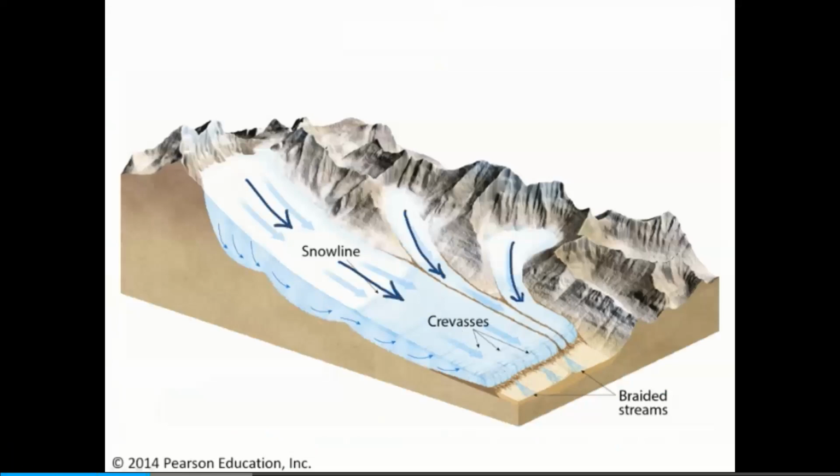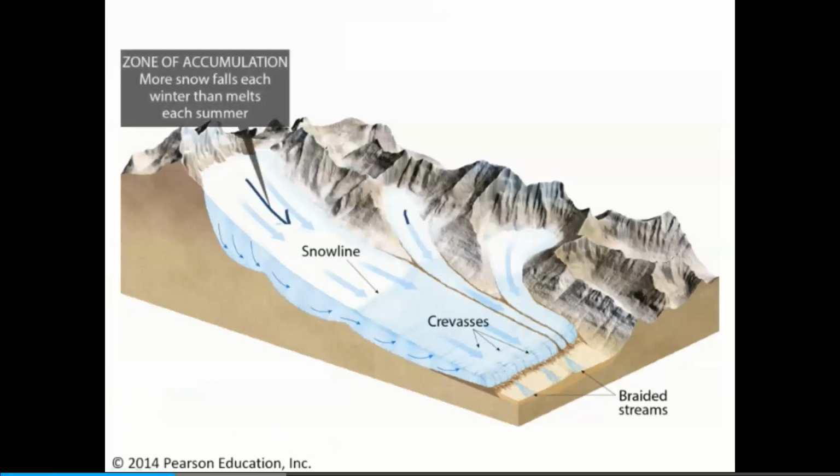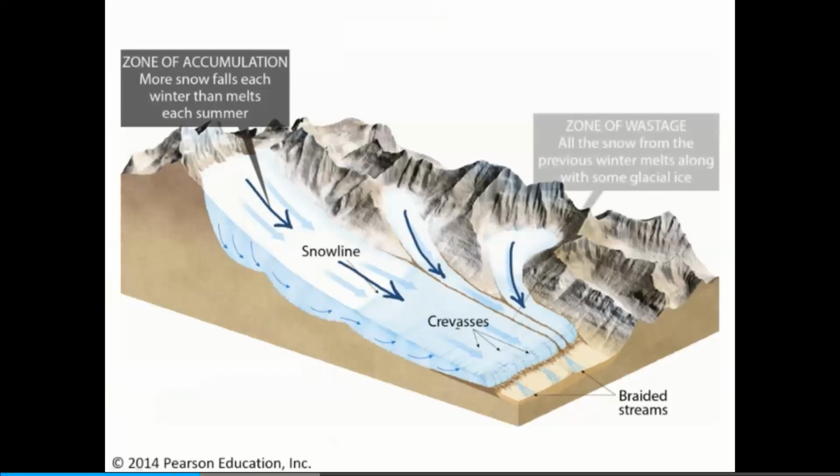The glacier has two regions that we need to pay attention to. Uphill is the zone of accumulation, where more snow falls each winter than melts off each summer. At the bottom end of the glacier is the zone of wastage, where all the snow from the previous winter melts, as well as some of the glacial ice itself. So whether the zone of accumulation ends up gaining more snow each winter, or whether the zone of wastage ends up melting more glacial ice each summer, ends up determining whether or not the glacier ends up growing or melting back.